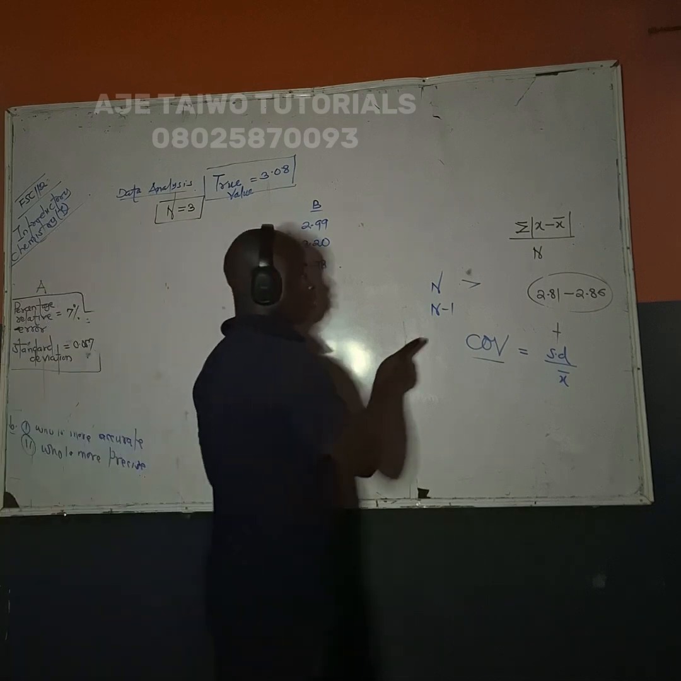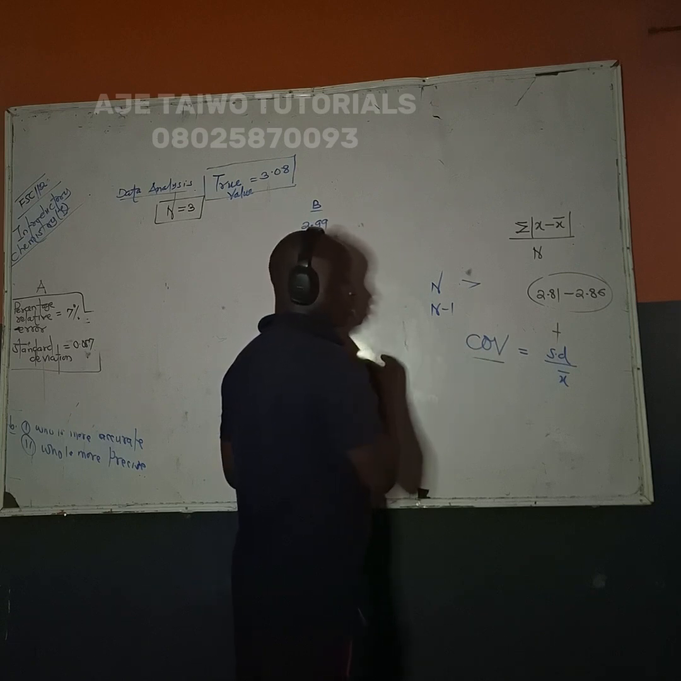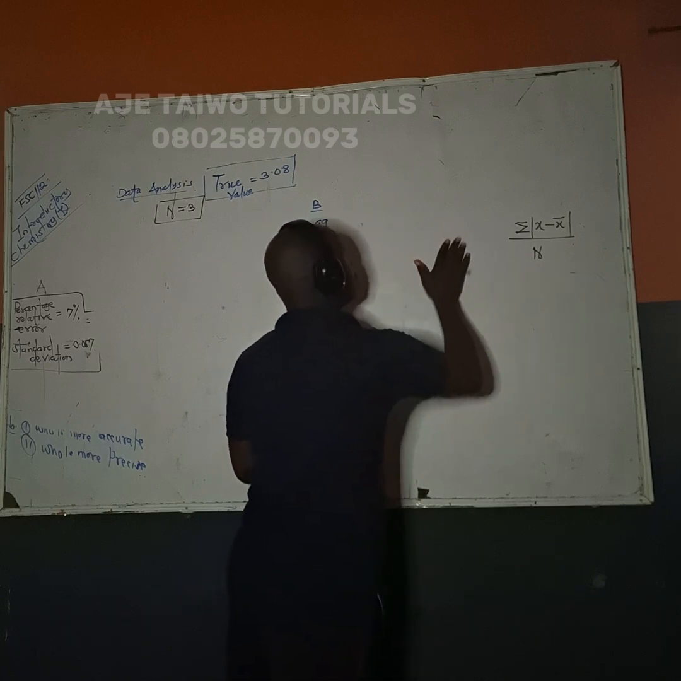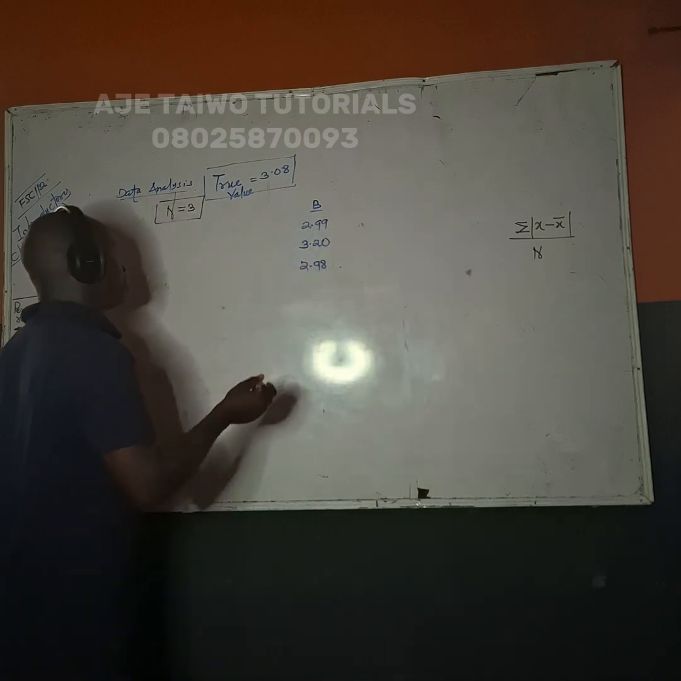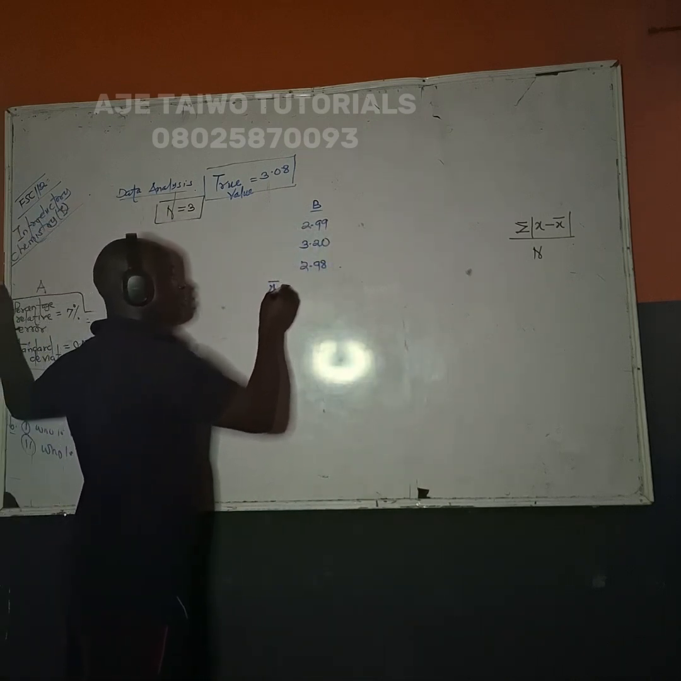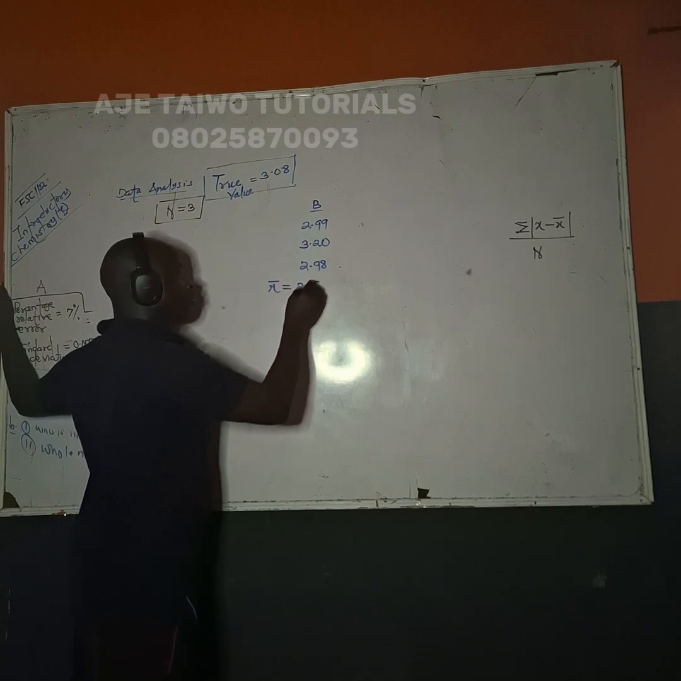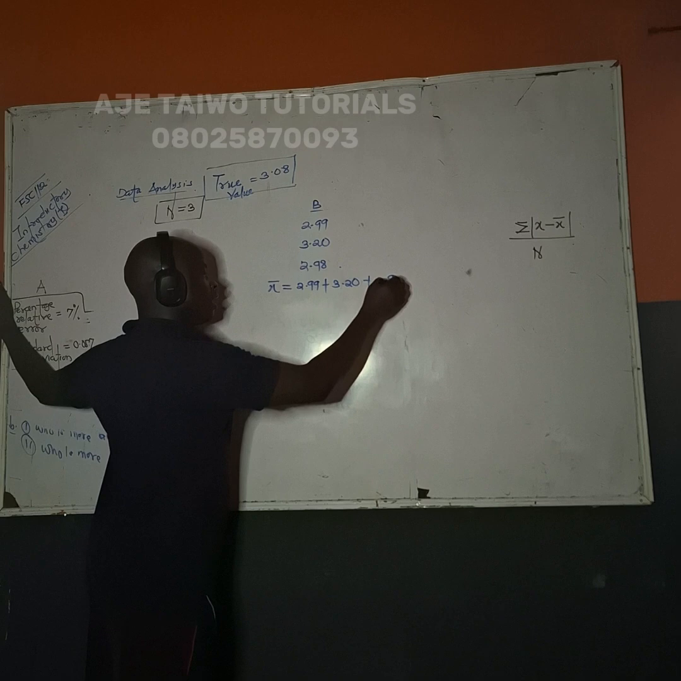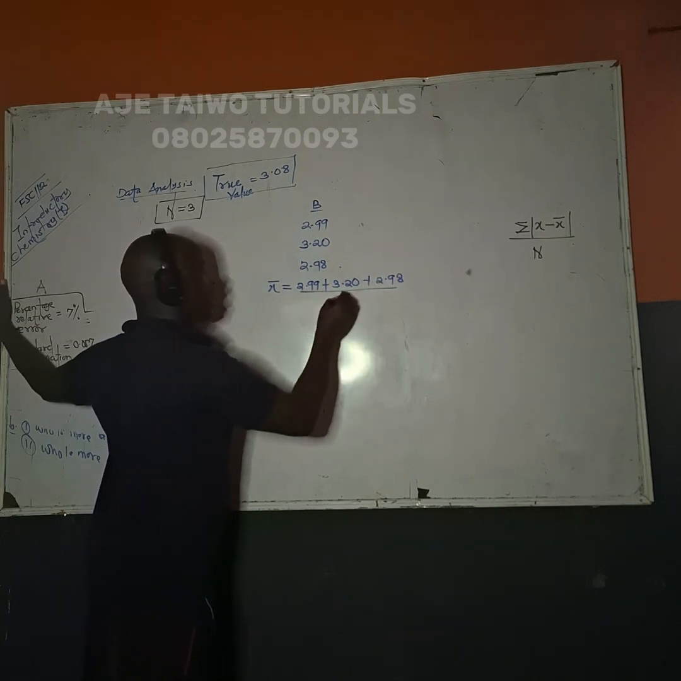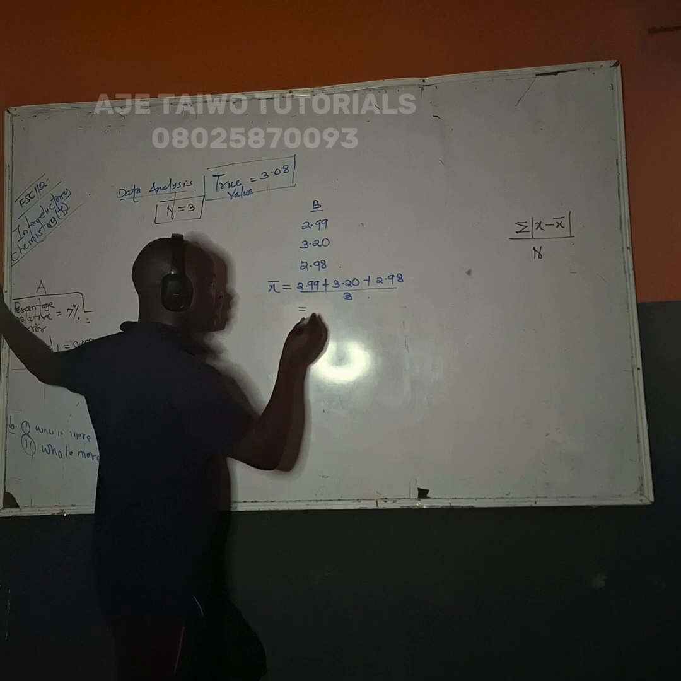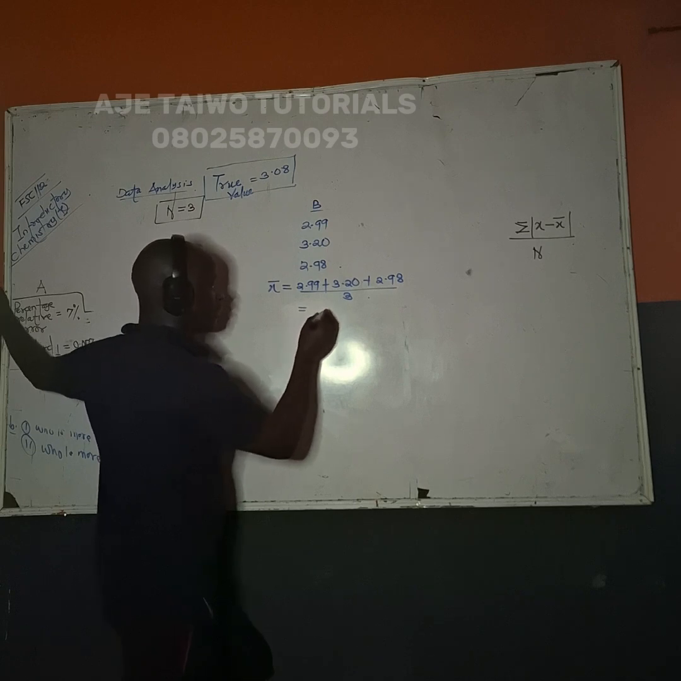So we're looking at the coefficient of variation. I don't want to bore you with too much mathematics. So let's do the same thing for B. What is the mean for B, class? The mean for B is 2.99 plus 3.20 plus 2.98 all over 3. Am I correct, class? Please give me the answer.